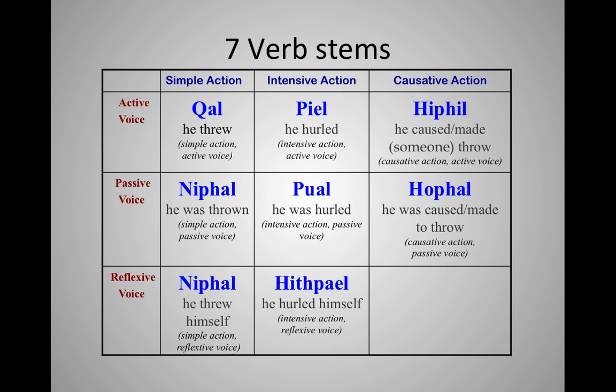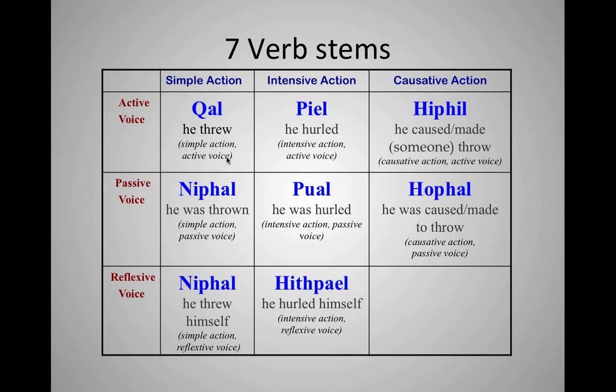Now, note that each of these stems is situated in a specific place or block on this chart. And the position essentially tells you two things. It tells you what the type of voice is for that stem and what the type of action is for that stem. So for example, a cal verb tells us two things: that the verb is conveying active voice and simple action.